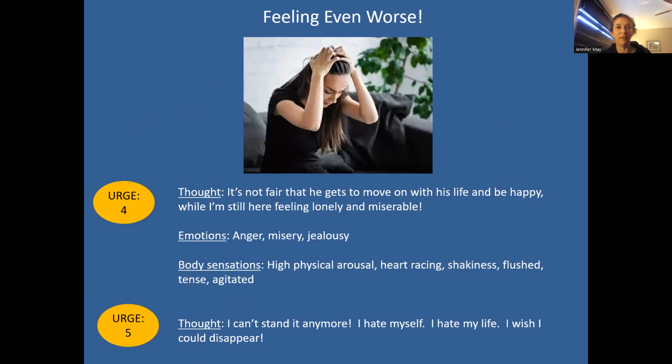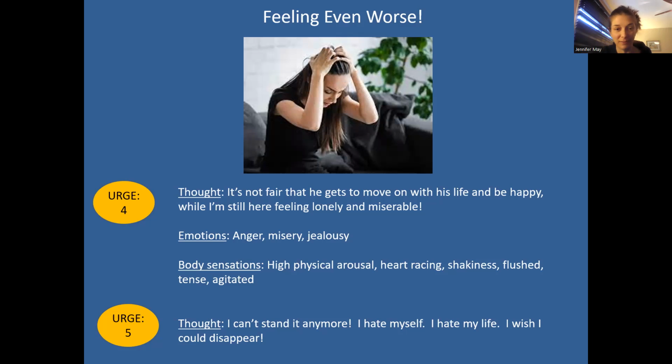Body sensations: now she's noticing it's even physical. Maybe it was physical before, but now it's really coming into her awareness. She's feeling high physical arousal, hyperarousal, heart racing, shakiness, flushed, tense, agitated. All that sympathetic nervous system stuff is happening. And then she's thinking, I can't stand it anymore. I hate myself. I hate my life. I wish I could disappear. The thoughts continue to escalate. Now the urge is a 5.